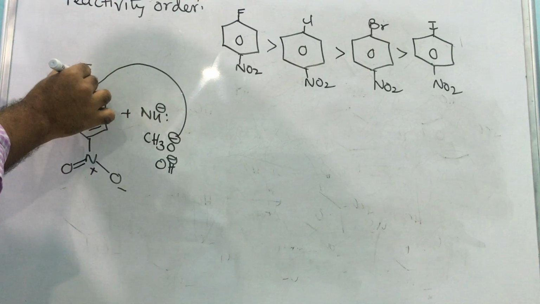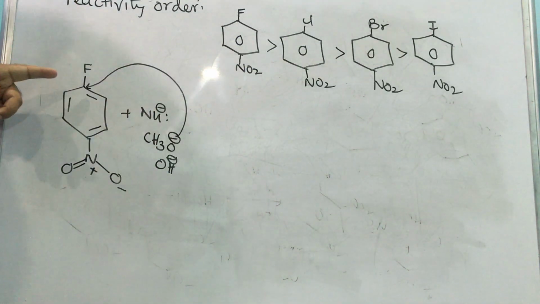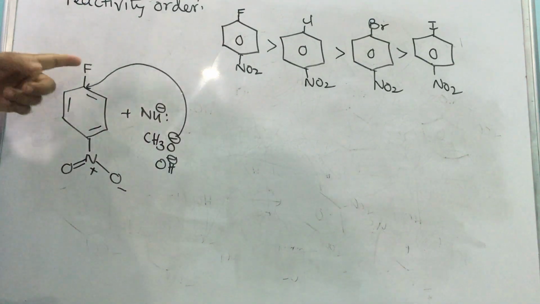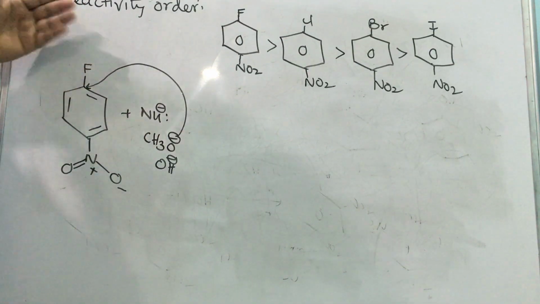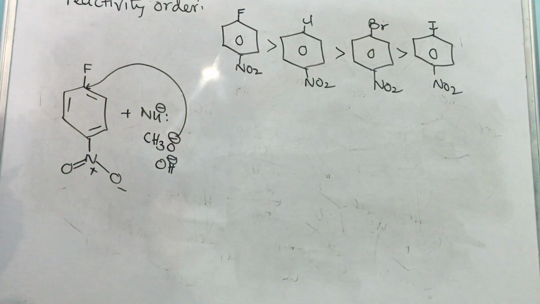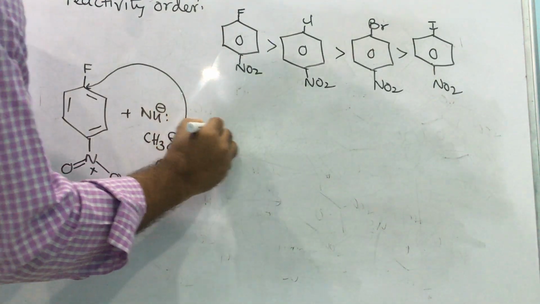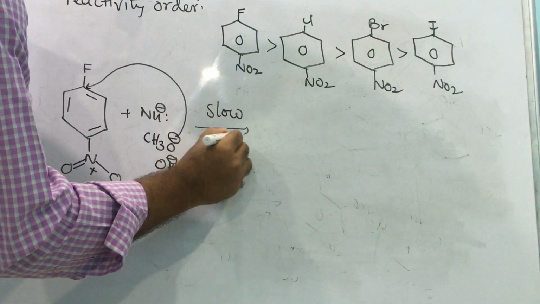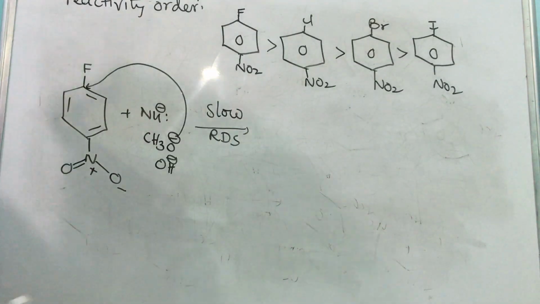Because now we are doing nucleophilic substitution, which means one group will be substituted by another group. F will be substituted with the methoxide ion. Then what is happening here? This reaction is the slow step. The slow step is what we call the RDS, the rate determining step.